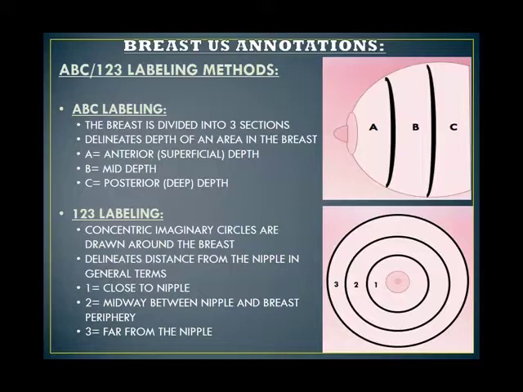1, 2, 3 means they're splitting this breast into rings. 1 is the zone closest to the nipple. 2 is kind of midway between the nipple and the outer part of the breast. And then 3 is the outer part of the breast.